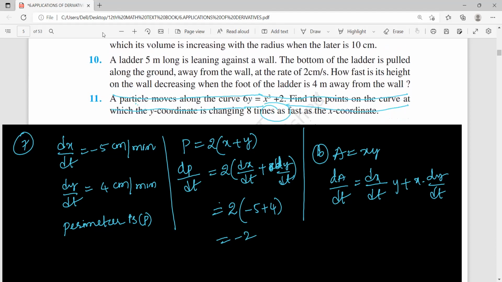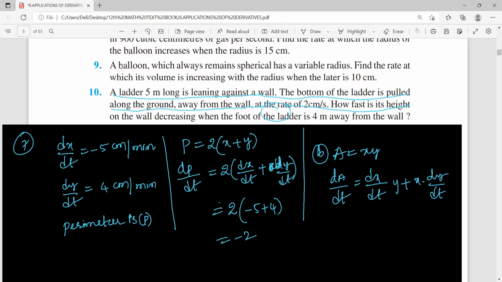Understand? So next, question number 9. A balloon which always remains spherical has a variable radius. Find the rate at which its volume is increasing with the radius when the radius is 10 centimeters. Here the radius is given. You need to find the rate of change in volume.